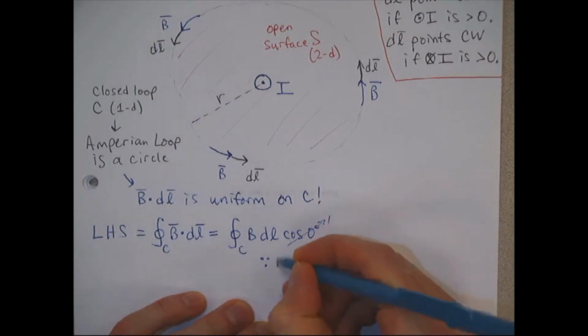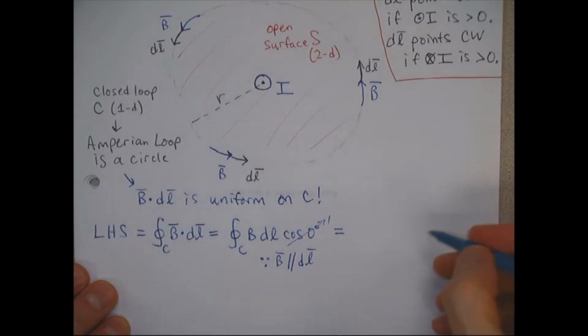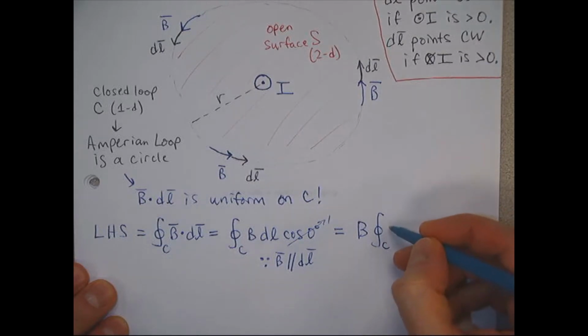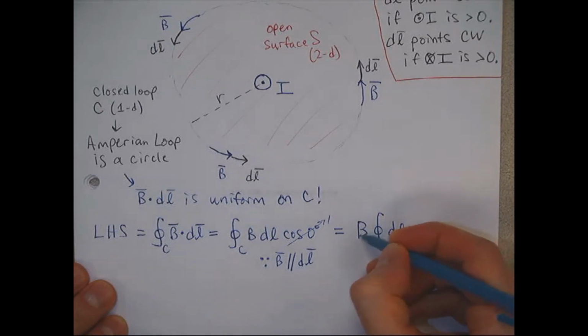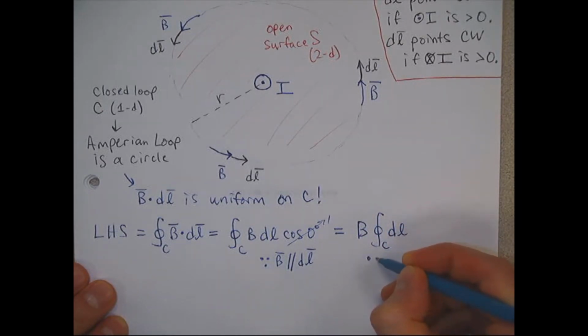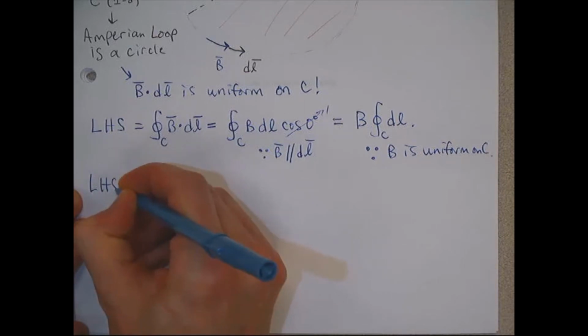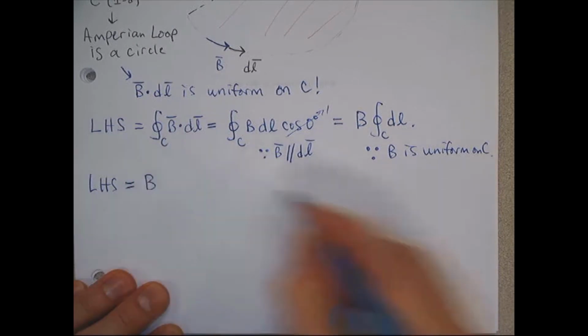because B is parallel to dl. So this equals now magnitude B times the closed path integral over C of dl. Why was I able to take the magnitude of B out of the integral? Because B is uniform on C. Our left-hand side is starting to look pretty straightforward.